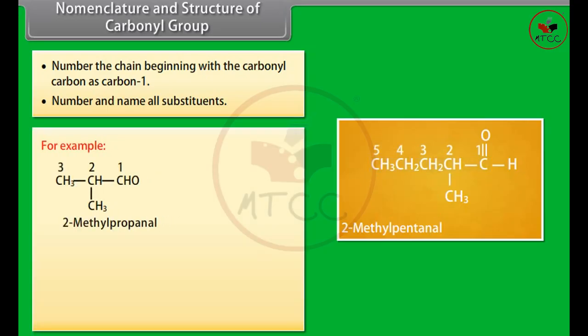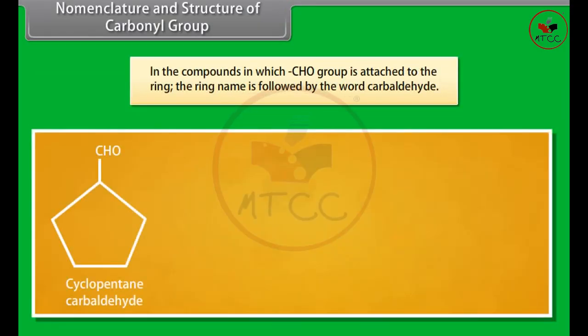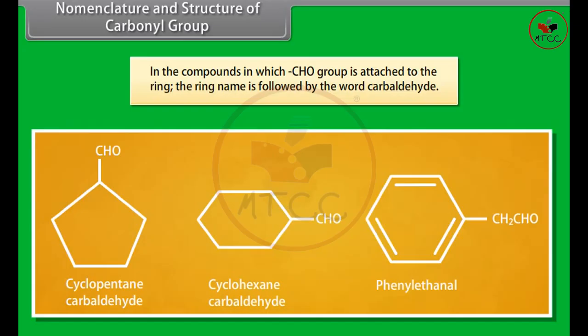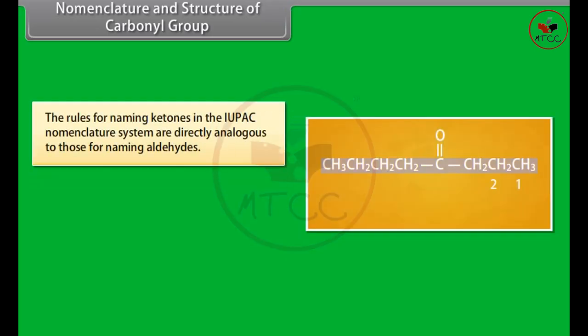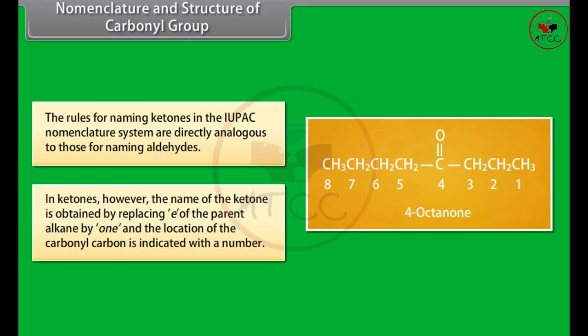For example, 2-methylpropanal, 3-bromo-2-methylbutanal. In the compounds in which aldehydic group is attached to the ring, the name is followed by the word carbaldehyde. The rules for naming ketones in the IUPAC nomenclature system are directly analogous to those for naming aldehydes. In ketones, however, the name of the ketone is obtained by replacing E of the parent alkane by ONE, and the location of the carbonyl carbon is indicated with a number.